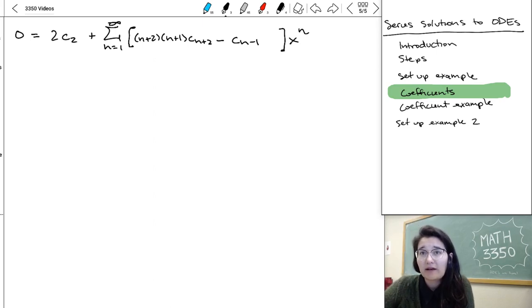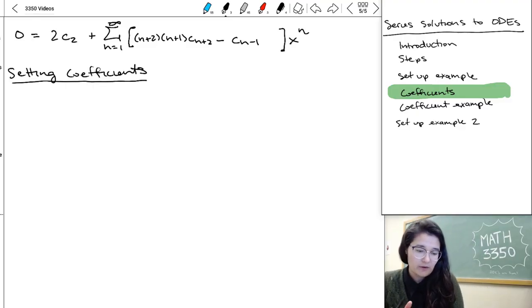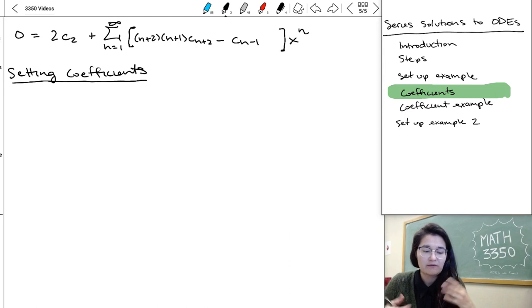So after we get to this point in our differential equation, we might be wondering, okay, it's all one series, but I don't know how to turn this into coefficients, which is the thing I need to solve for. And so I wrote out a couple steps just about setting these coefficients. So remember that for these second order equations, we can only have two unknowns. So this entire process is just about finding relationships between the coefficients so that we can turn it into only like two c's.